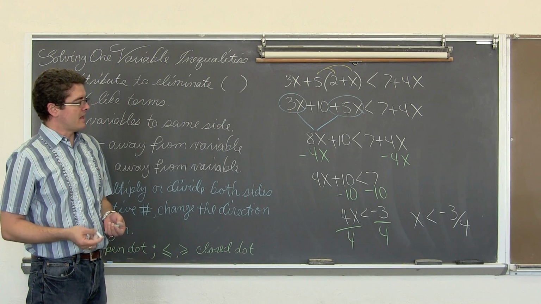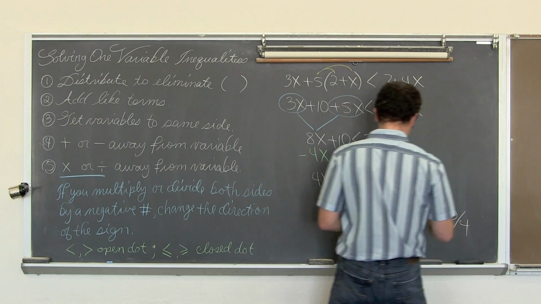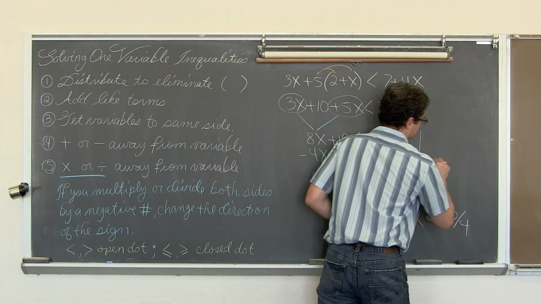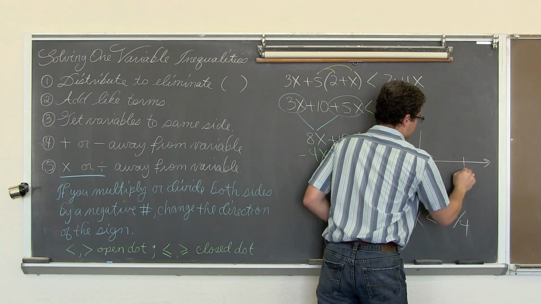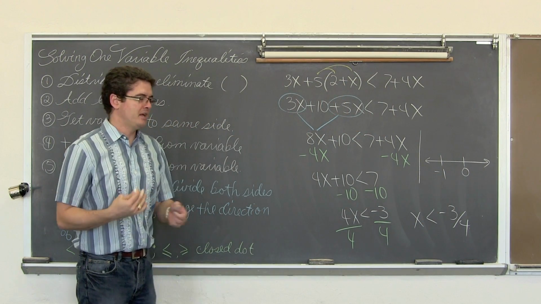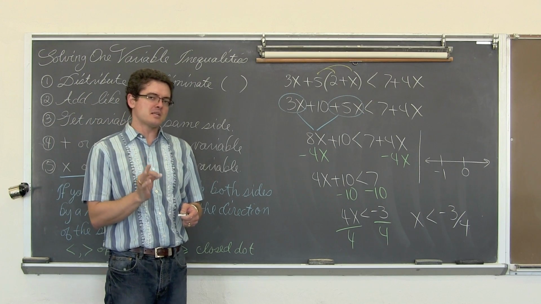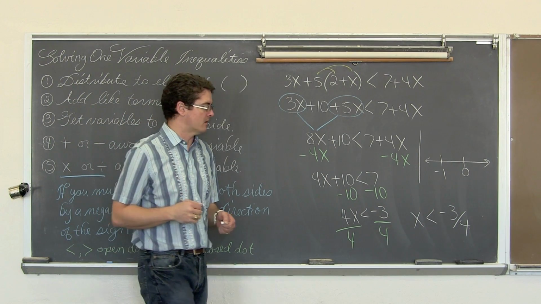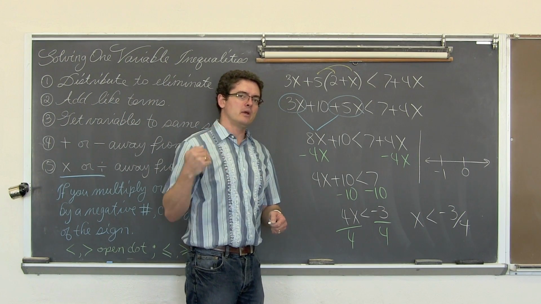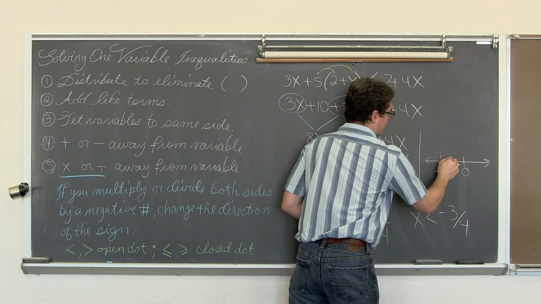Now, where is that on the number line? Well, I ran out of space. Let's put it here. So we have a number line with 0 and negative 1. Kind of giving you a hint where it's at, right? Negative 3/4. It's negative 0.75 if you divide it in your calculator. So we're between 0 and negative 1, and we're about right there.